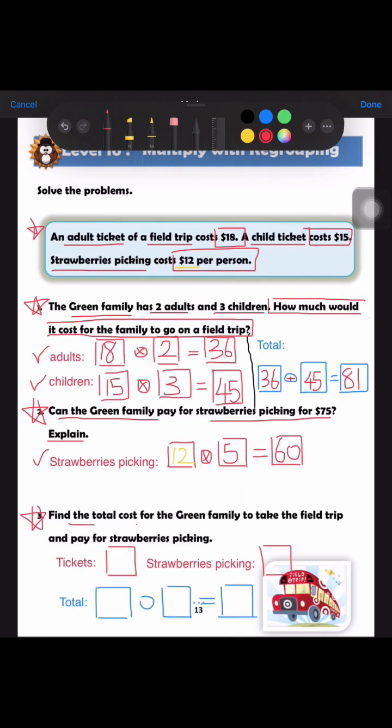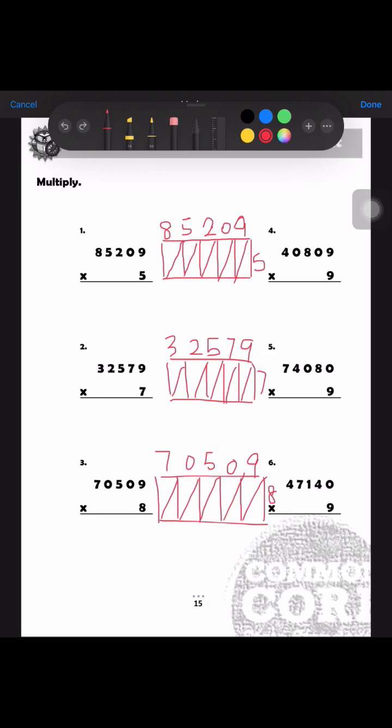Okay, question 3. Find the total cost for the Green family to take the field trip and pay for the strawberry picking. So for tickets, it needs $81, and for strawberry picking, it needs $60. So the total cost will be $81 plus $60. So the answer is 141. Total cost is $141.